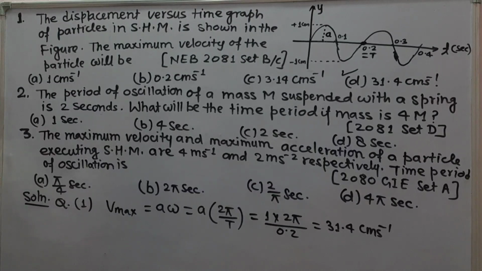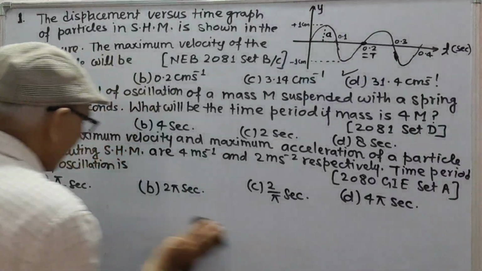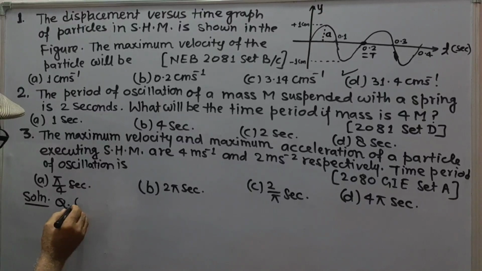Next, question number 2. The question is, the period of oscillation of a mass m suspended with a spring is 2 seconds. What will be the time period if the mass is 4m? Here is the solution to question 2.